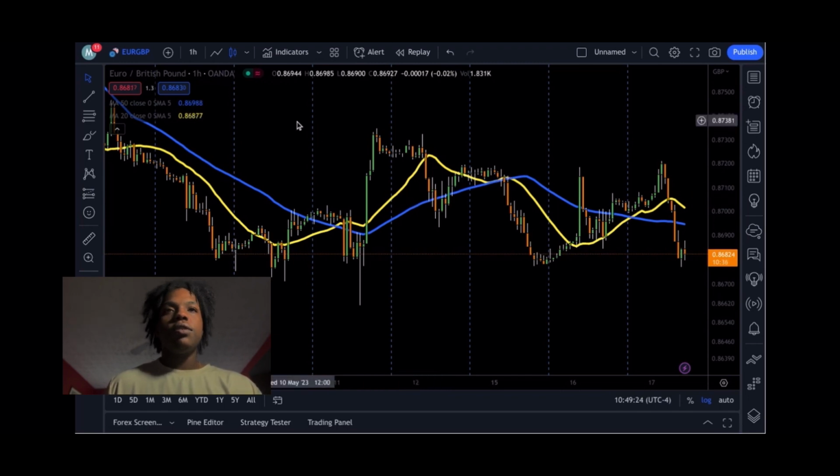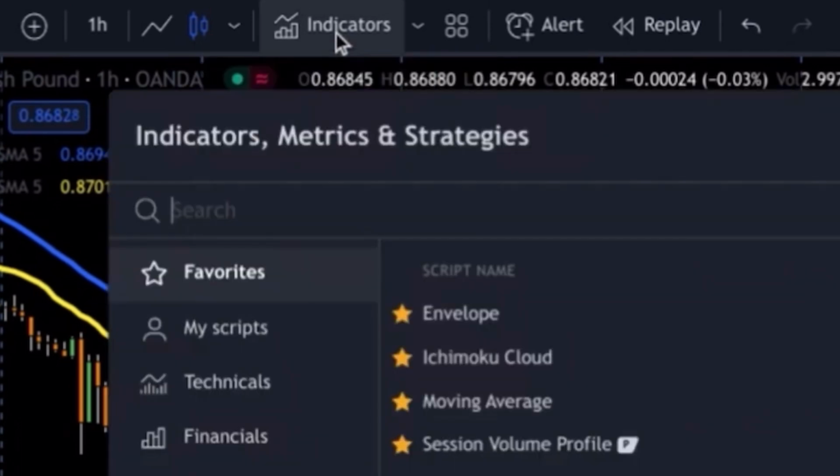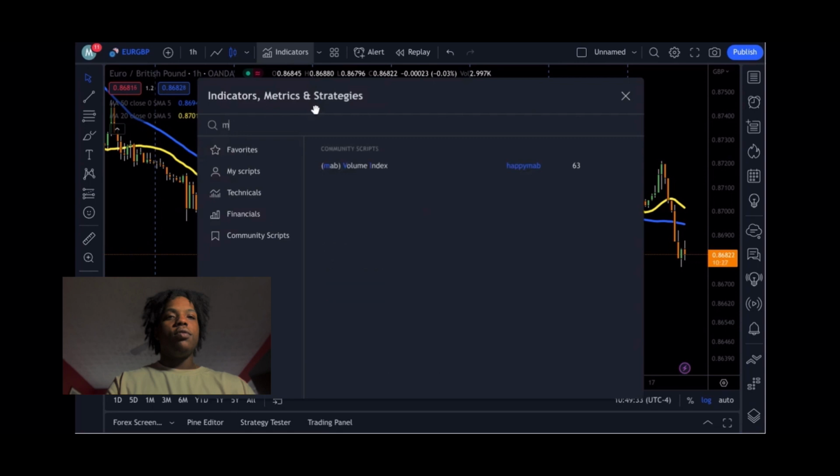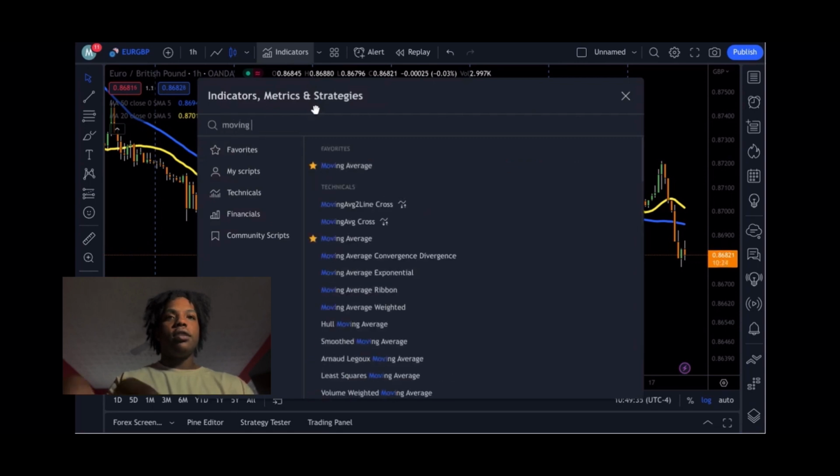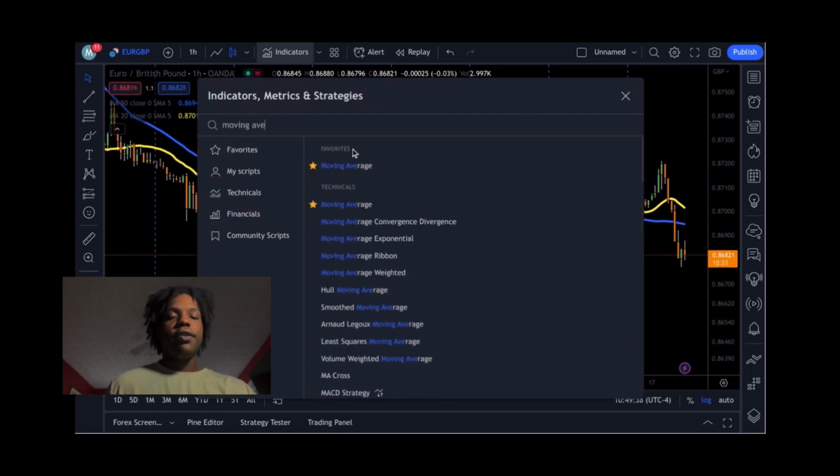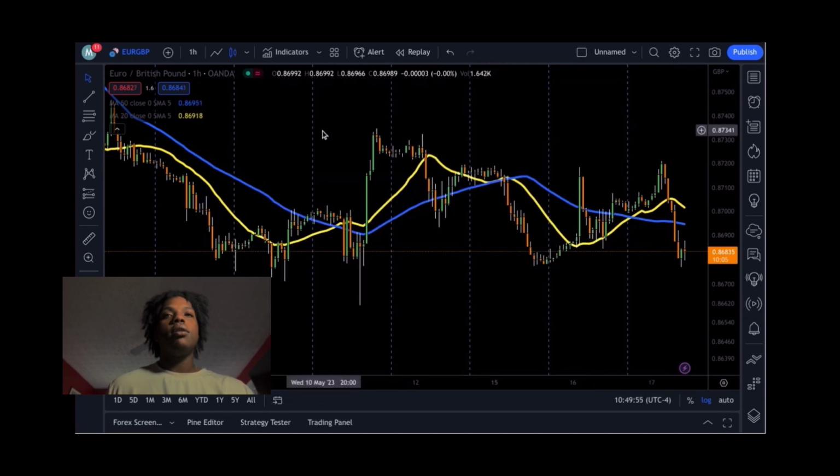So the first thing we're going to do is go to indicators, right? And you're going to want to look up moving average. So I already favorited it, and you're going to want to make sure you click moving average. Don't click the moving average convergence, or moving average exponential. We're not doing that. We're using a regular moving average. Okay, so make sure you add the moving average to your chart at least twice, because we're going to be using 2 different SMAs.